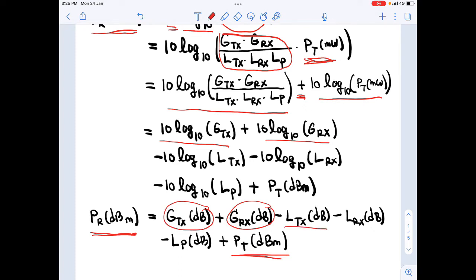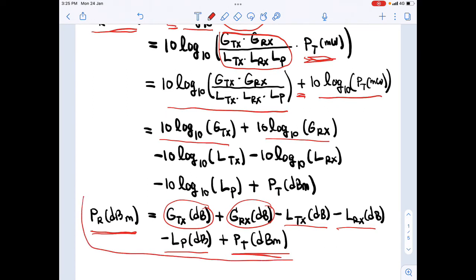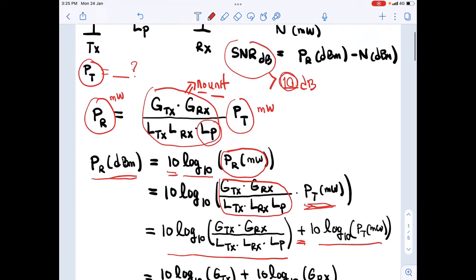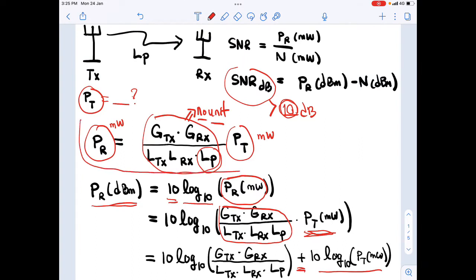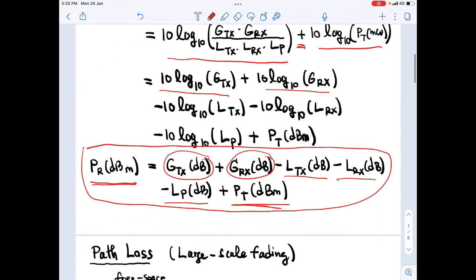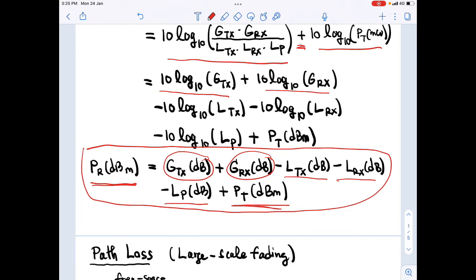So minus LTX in terms of dB, minus LRX in terms of dB, and also the loss due to propagation, the path loss, in terms of dB. Now, if you compare these equations, which we do in log scale, you see that it's either add or subtract terms, which is easier than if we do it in regular scale. In regular scale, you have to multiply and divide, but in log scale or dB scale, you just add or subtract.